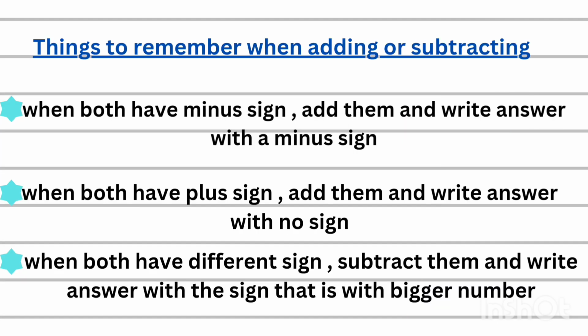There are a few rules to remember. When both have a minus sign, add them and write the answer with a minus sign. When both numbers have a plus sign, add them and write the answer with no sign. When both numbers have different signs, like one is plus and one is minus, subtract them and write the sign that is with the bigger number.